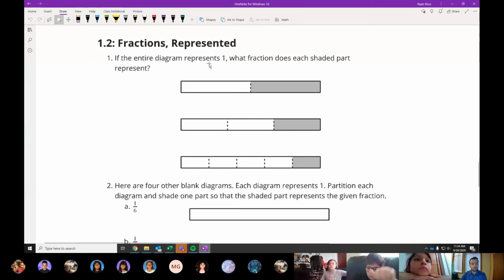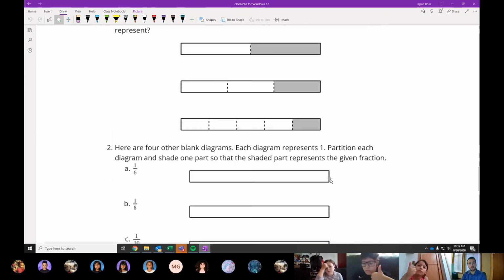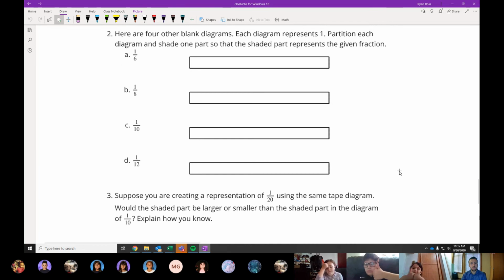If the entire diagram represents 1, what fraction does each shaded part represent? So you're going to look at each of these pieces here, and you're going to tell me what fraction is represented by the shaded parts. Thumbs up, sideways, down. Can you do that with a little bit of work looking at it? You can tell me what fraction the shaded part is. Awesome. I see almost all thumbs up. That's great. Let's look at problem number 2.